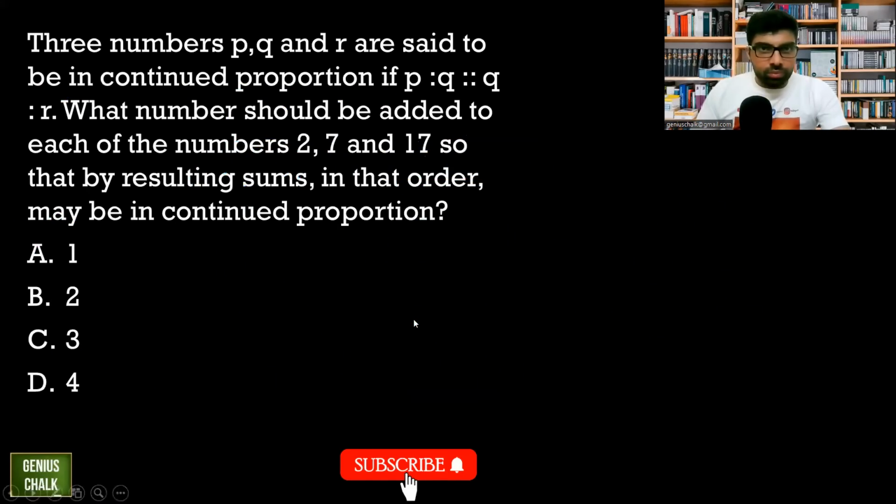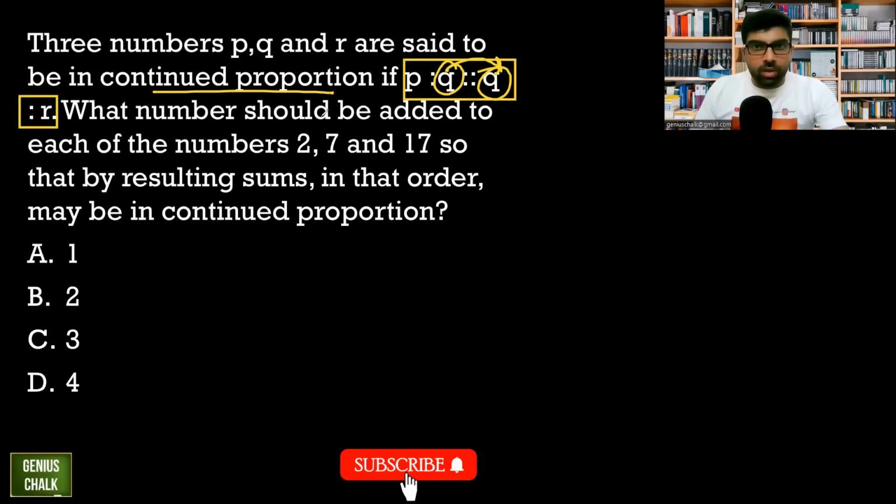Next one: three numbers P, Q, R are said to be in continued proportion if P is to Q. Now there is a definition which is already given here. You just have to observe it. P is to Q so that Q is to R. It's not a fourth proportional, it's a continued proportion. Continued proportion means these two numbers are to be written twice. So similarly, 2:7 and 17.